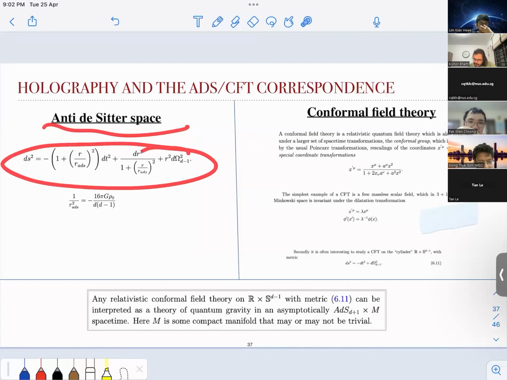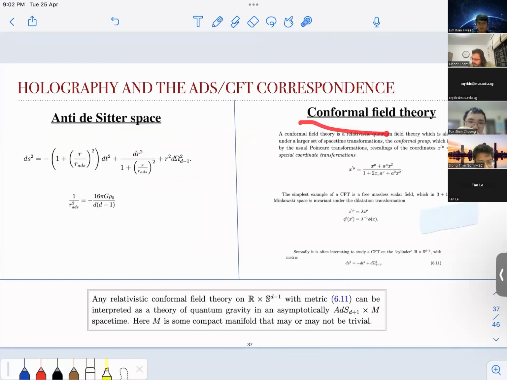It has this metric, and CFT is conformal field theory. You can think of it as a field theory which is invariant under Poincare transformations, which you can think of as a glorified version of a Lorentz transformation, so translation plus boost. On top of that, you can also have a rescaling of the coordinates and some other spatial coordinate transformations. The field theory that you get there is called conformal field theory.